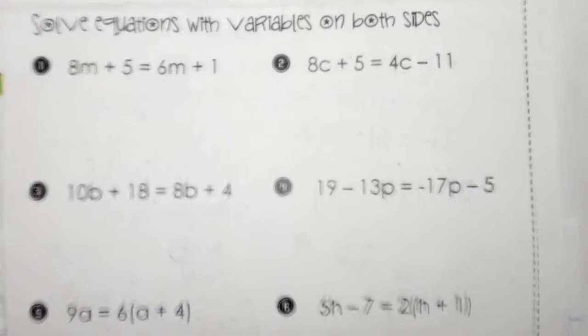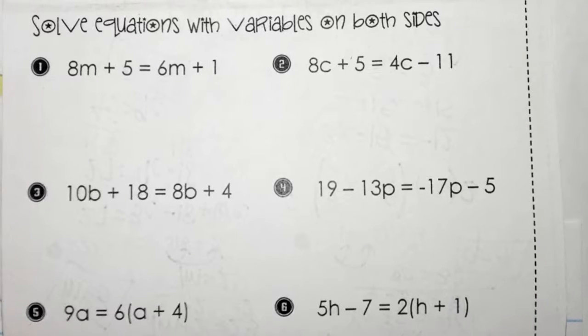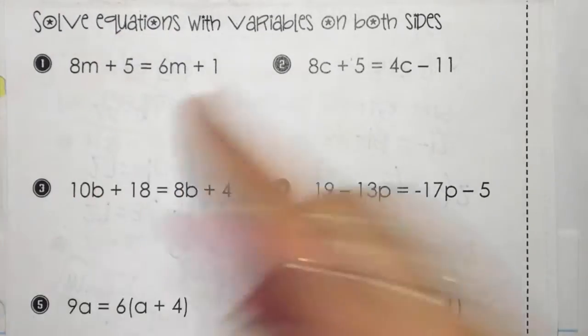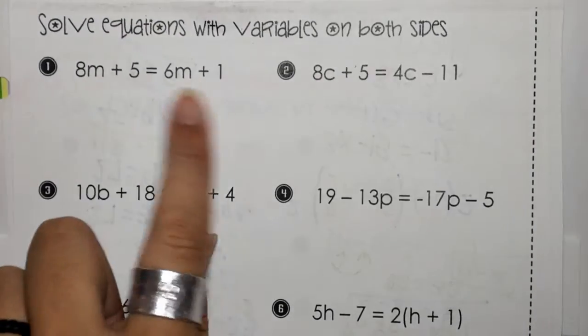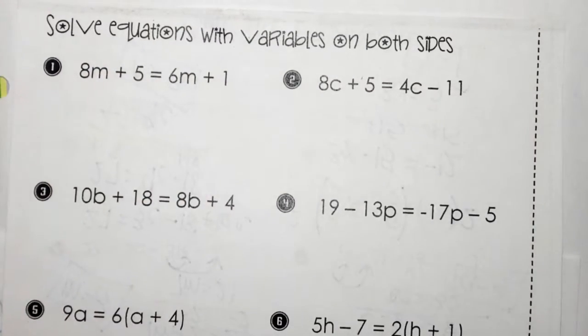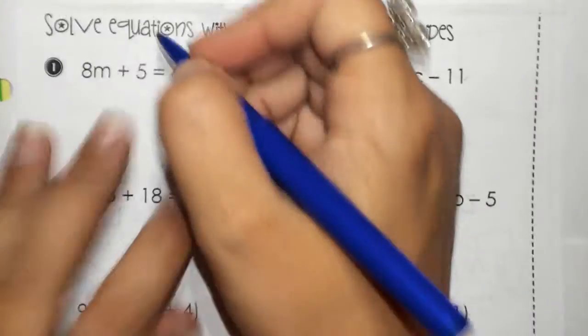Alright, so on number 1, 8m and 6m are on opposite sides. So, Jayla, this is when you're going to be able to subtract, like you were doing in last night's homework, because you see how the equal sign is in between them? We're going to be able to move it this time. So, is it easier to move 8m or 6m? How would we move this 6m over here? Subtract it, yeah.